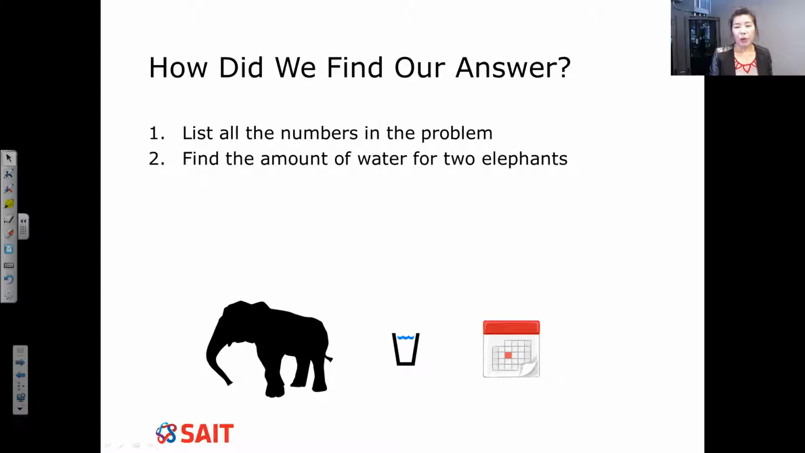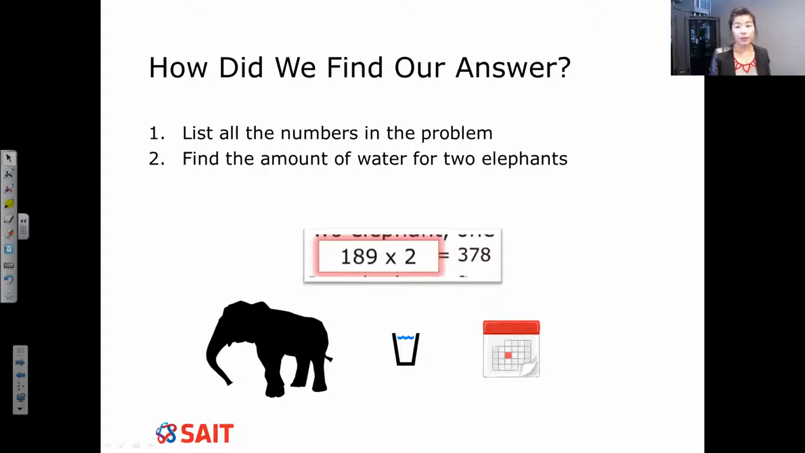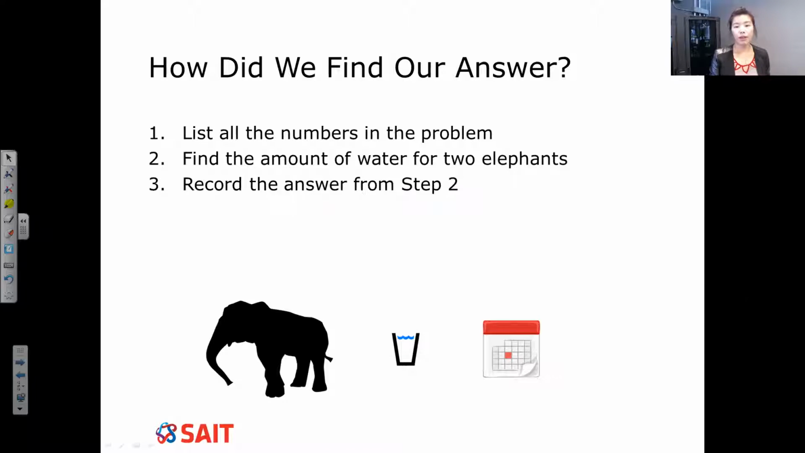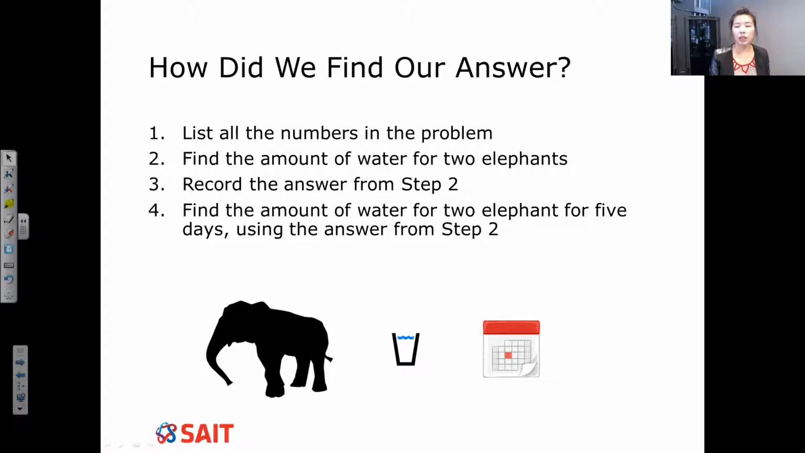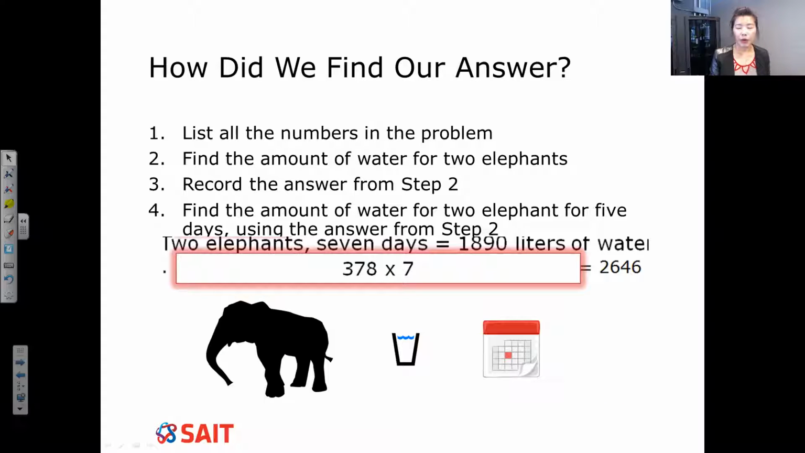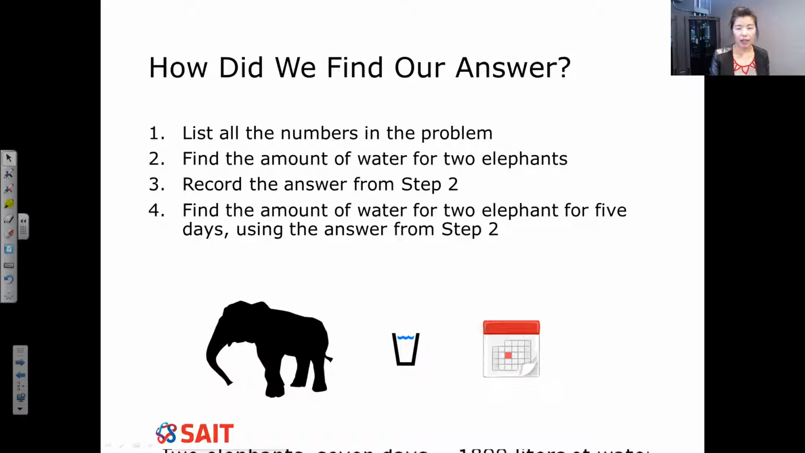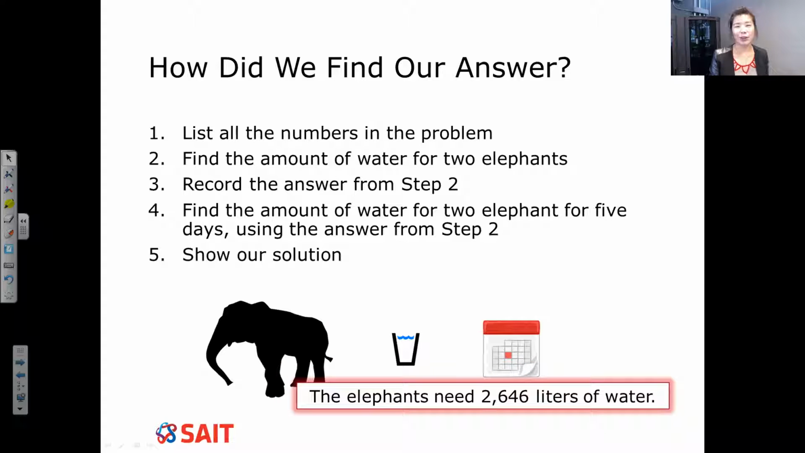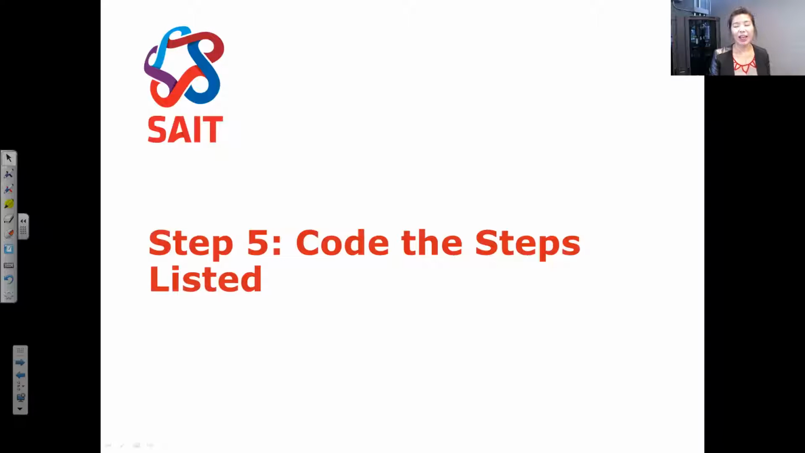And then we find the amount of water for 2 elephants, which is 378. And then we record that answer, and then we put that answer into step 2, and then we find it out for 7 days. I had to change the slide based on the age group. And then we will show our answer. It's still 2,646 liters of water.